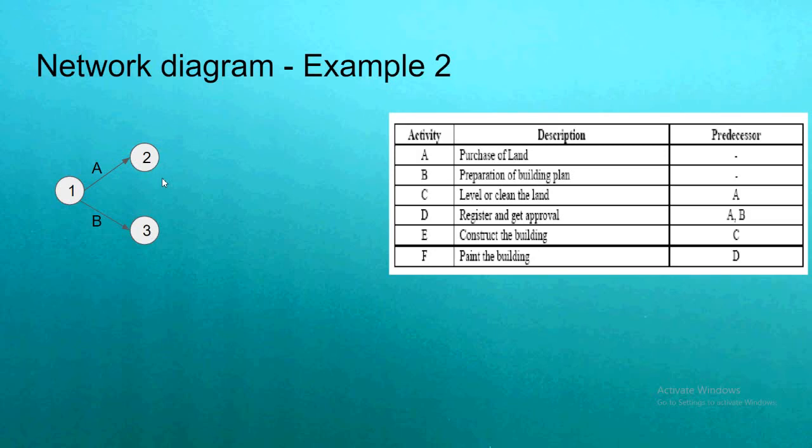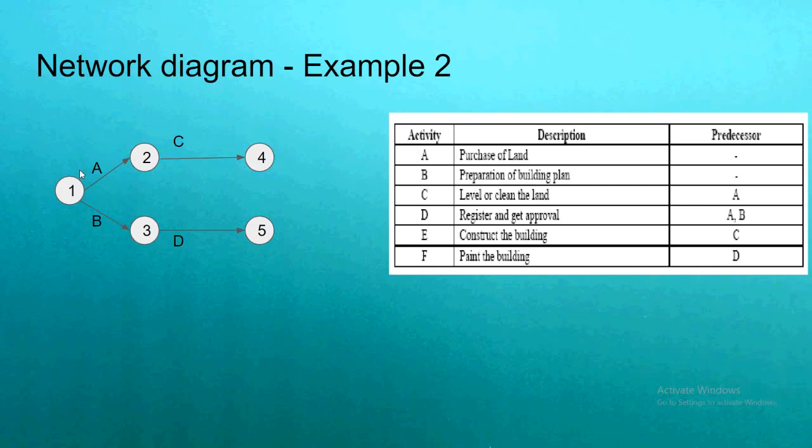So now let me draw activity C. After completing A, I have to take C. So 2 to 4, I am drawing with activity C. Now let me draw activity D. So you can see that after completing B, I am drawing D. But what is the requirement? The requirement says that both A and B should be completed in order to start D. But the diagram indicates that only B should be completed. So how to include A?